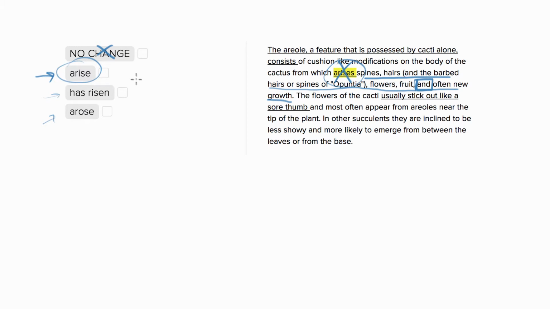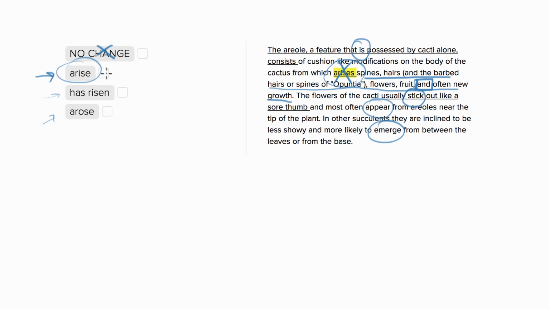In this passage, in this paragraph in particular, the author's been using simple present tense to describe the features of the cactus. So we have the feature that is possessed by cacti alone. They usually stick out. They often appear. They're more likely to emerge. So here we've got all simple present tense verbs.